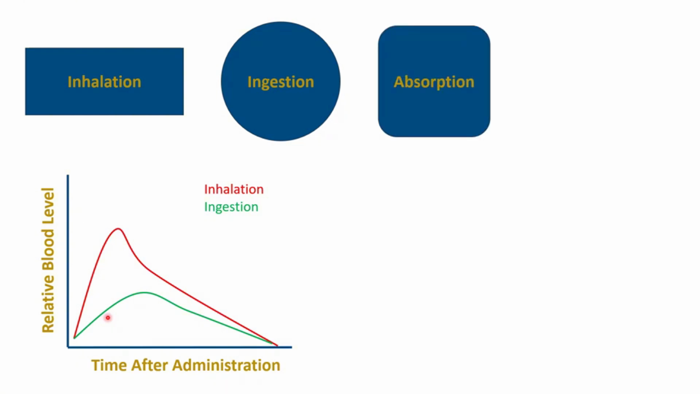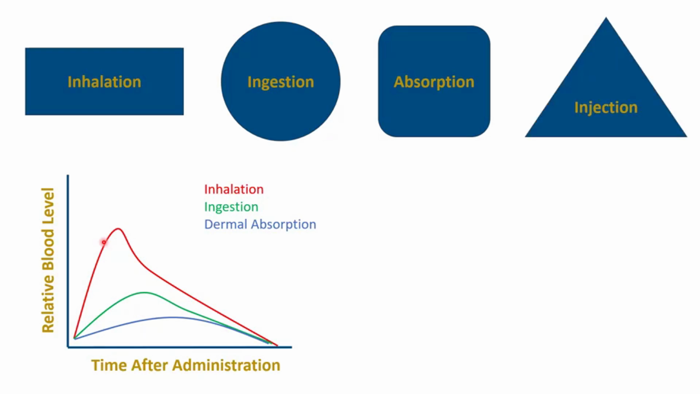A third mechanism is absorption. So here we have the toxic agent entering the body through the skin. The skin is obviously one of the key barriers protecting our body. So when we look at absorption through the skin, we see much lower relative blood levels of the toxin, and again, an even longer time period until we see the peak concentration in the blood.